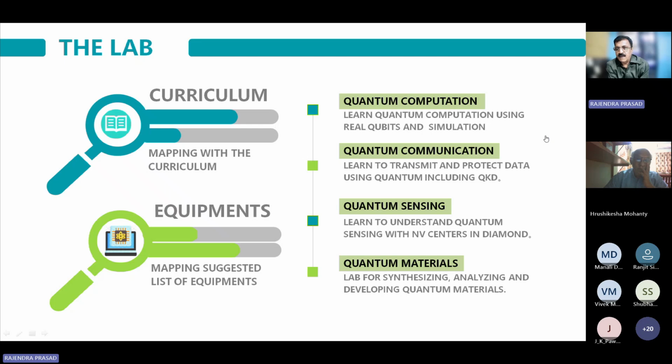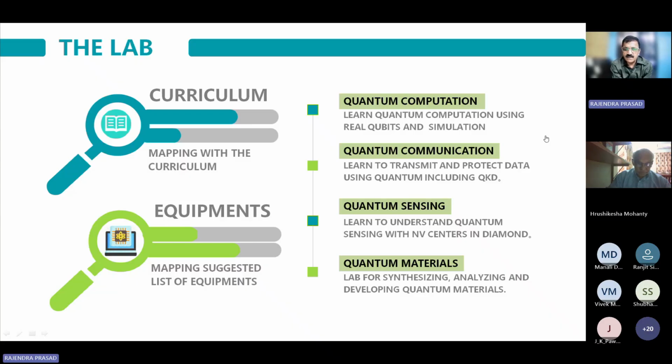The materials part of it is connected to all the three verticals above and more. Quantum materials form part of it: superconducting materials, photonic materials, etc., which can be put into use in any of the three above verticals, and a lot of research is going on.